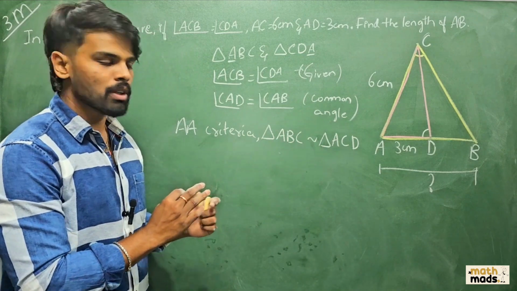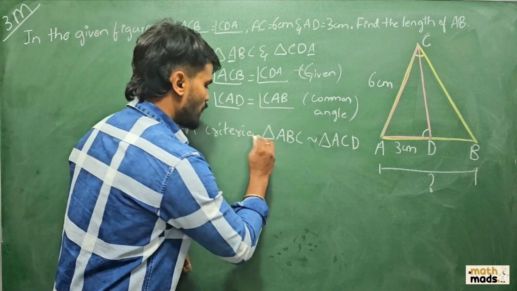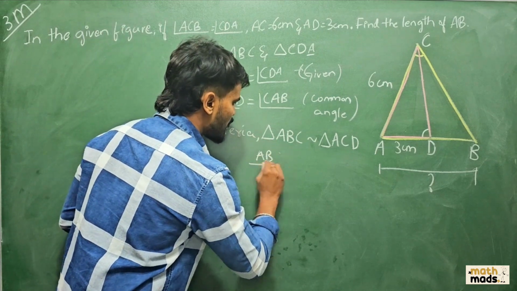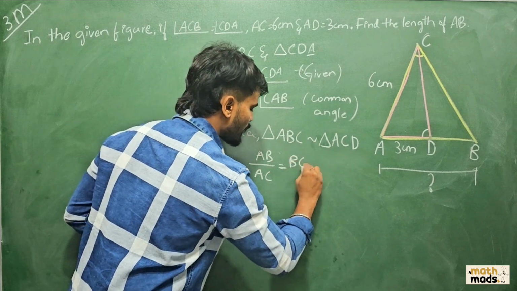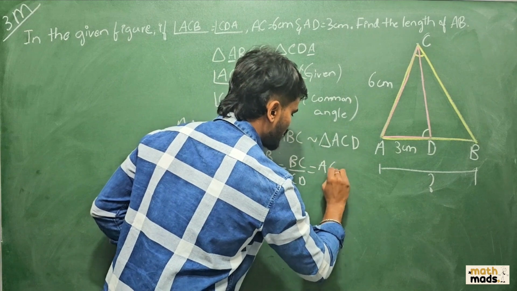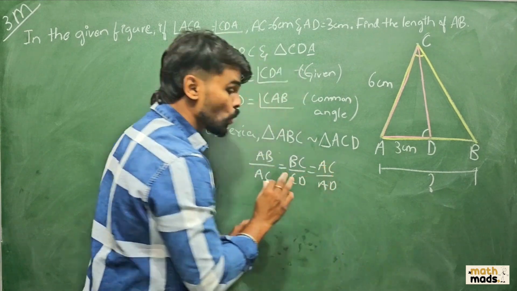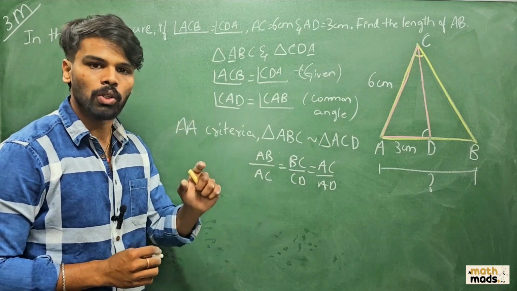Now what should you do? Since you know that these are similar, you will take the ratios. How do you take the ratios? AB by AC is equal to BC by CD is equal to AC by AD. Now consider two ratios such that you have only one unknown and the other things are known to you.